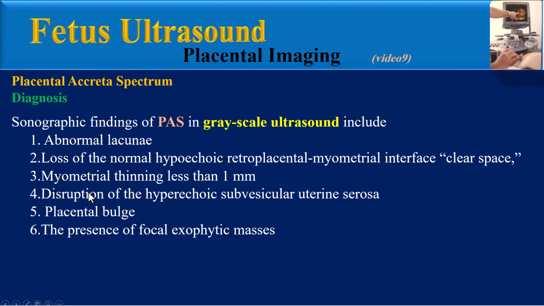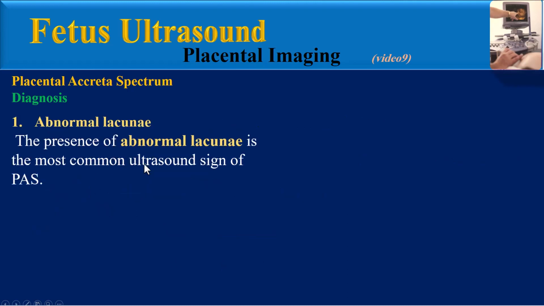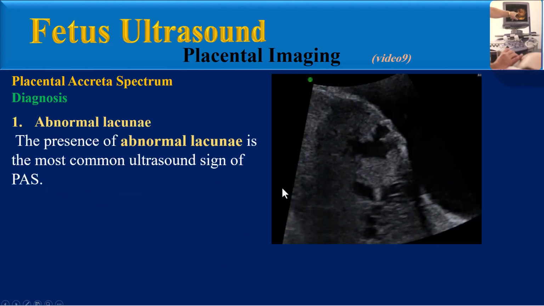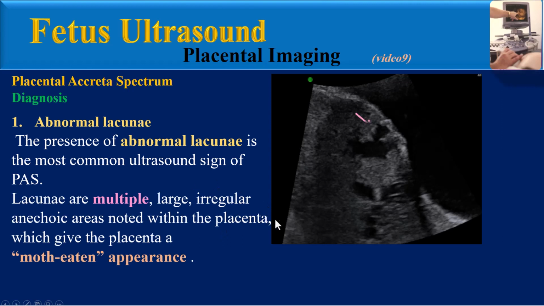At first, abnormal lacunae. The presence of abnormal lacunae is the most important ultrasound sign of placenta accreta. Lacunae are multiple, large, irregular, anechoic areas noted within the placenta, giving the placenta a moth-eaten appearance.